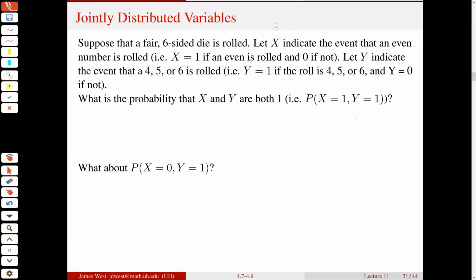Hello everybody, welcome to the video to make up for the day we missed due to the weather. Today we're going to focus on jointly distributed variables. So let's look at a motivating example.